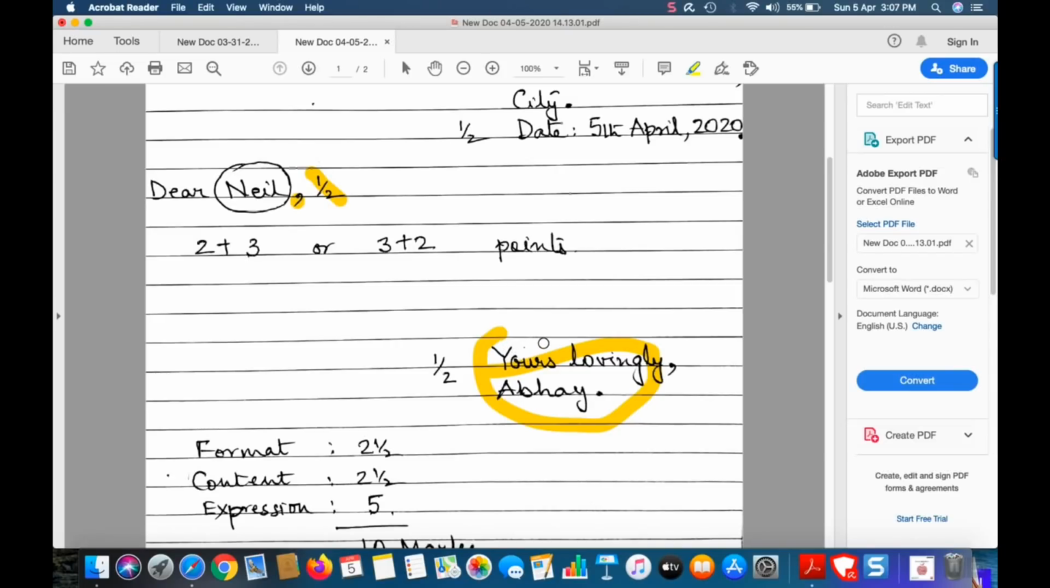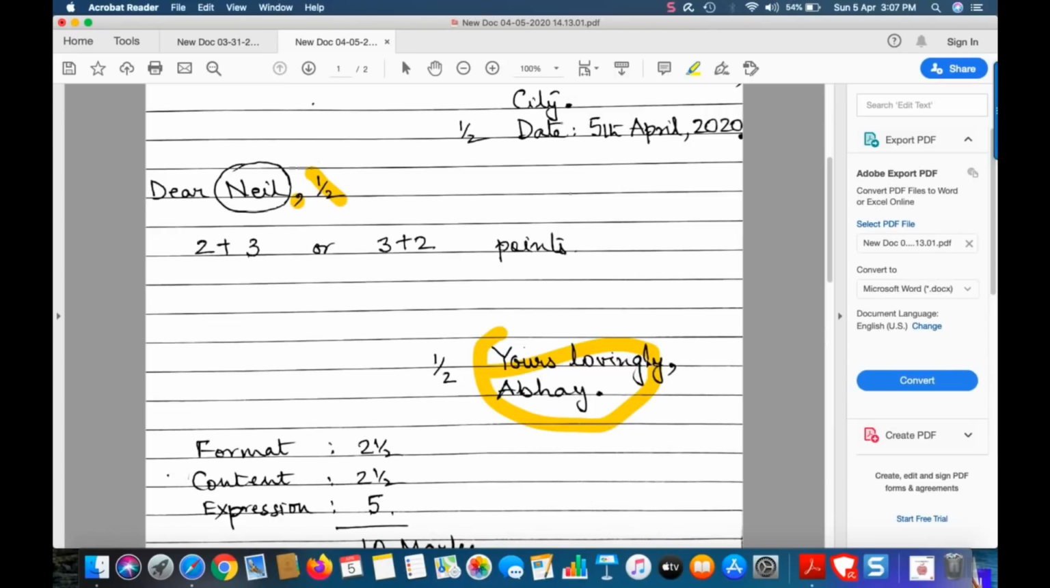There is no apostrophe between R and S. This is yours, not your is. Lovingly. You will not write anything else except lovingly. Just remember this word and you're going to use this word only in a friendly letter. Neither affectionately or your loving friend, nothing.